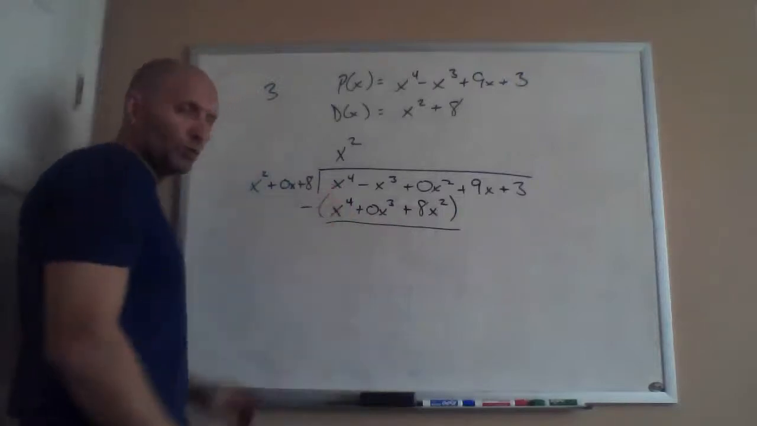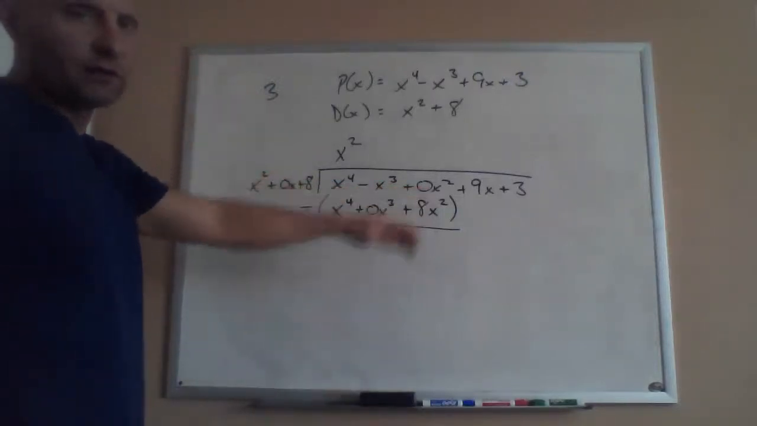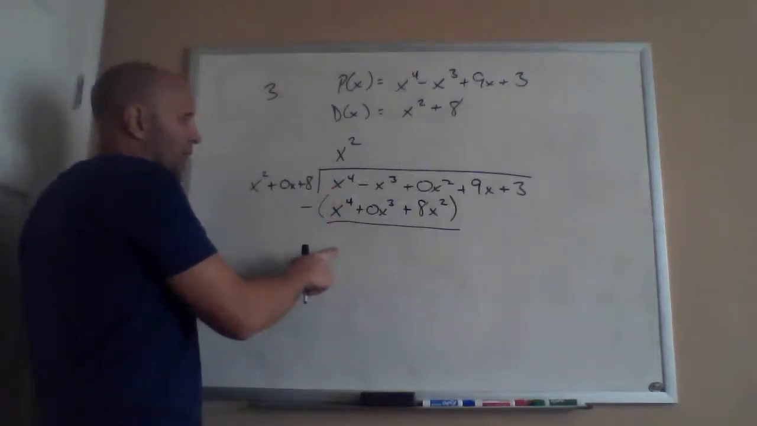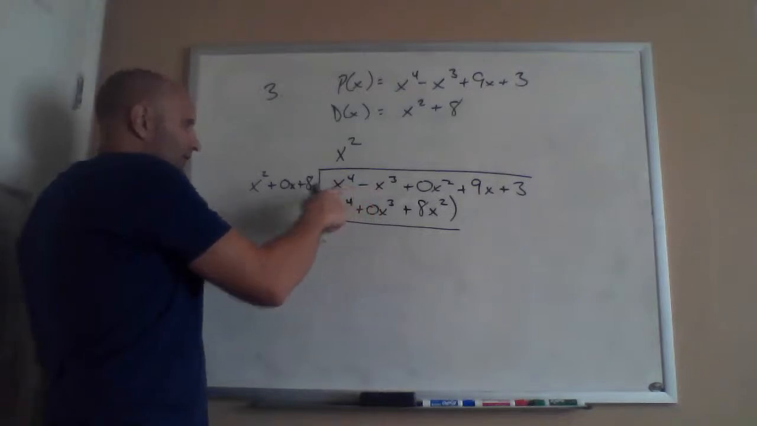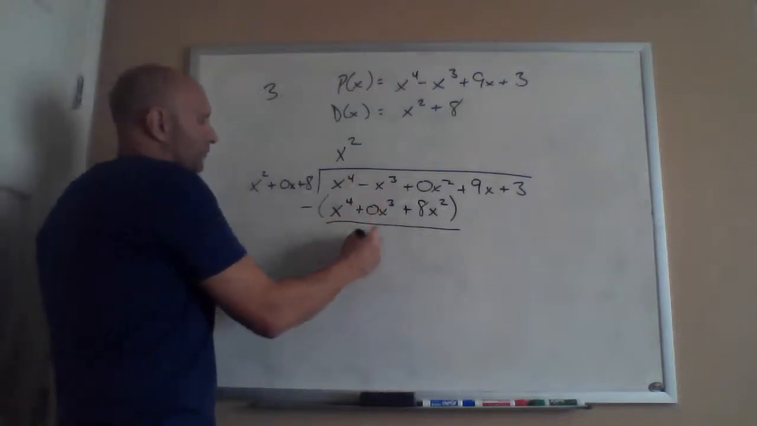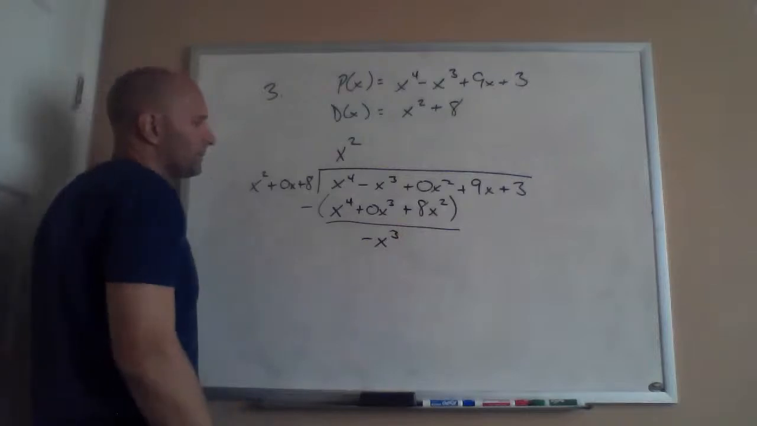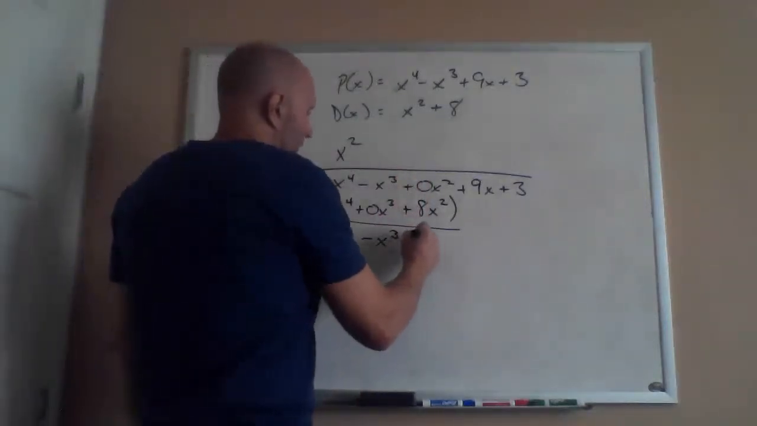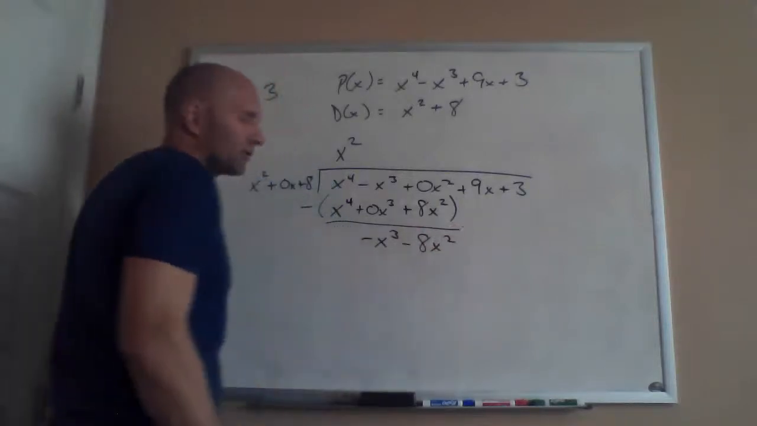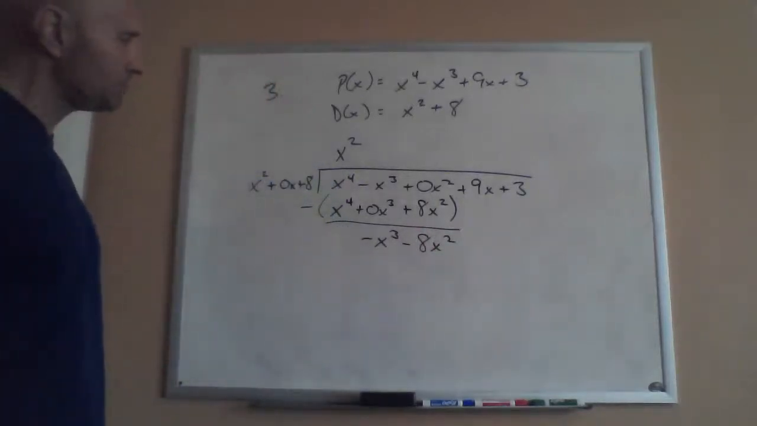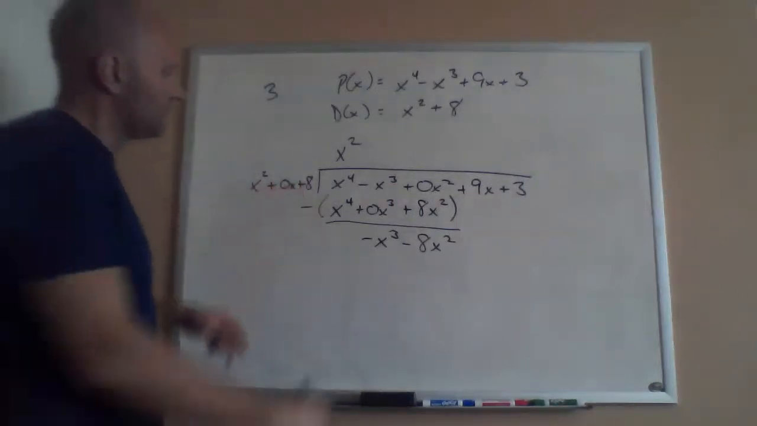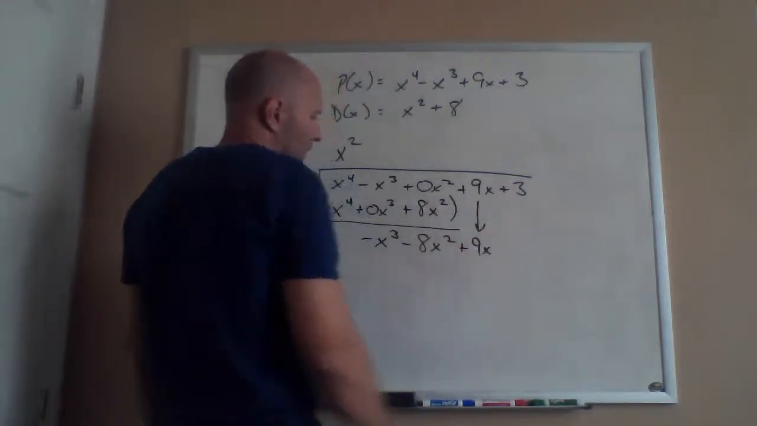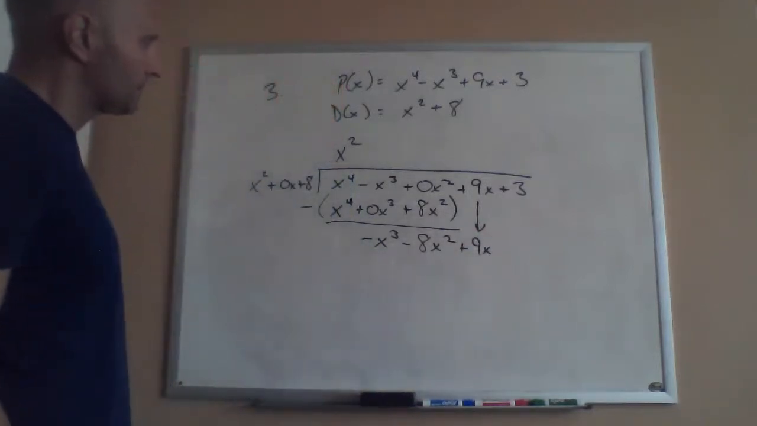And now the tricky part, we're subtracting this entire line. So x to the 4th minus x to the 4th, that's gone as we want it to be. Negative x to the 3rd minus 0x to the 3rd just gives me negative x to the 3rd. And then 0x squared minus 8x squared gives me minus 8x squared left over. I have 3 terms out here, so I need 3 terms down here. So I need to bring down the 9x.